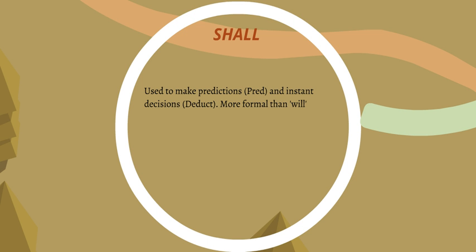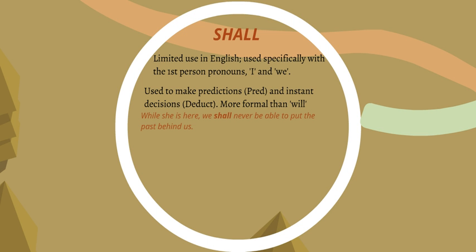Shall. Shall is an interesting one because it's close, it's equated with will, but we only use shall with the first person pronouns I and we. So it has similar uses to will. It tends to be more formal, like in making predictions and instant decisions. While she is here, we shall never be able to put the past behind us. Okay, I'm making a prediction because she is here, and because I'm using we, I'm using shall.